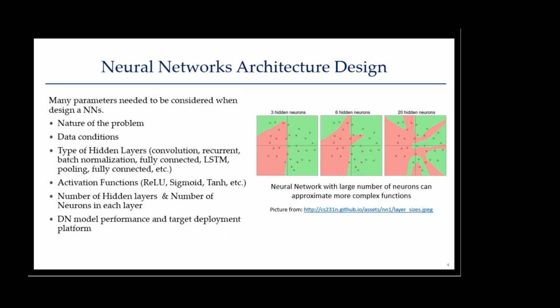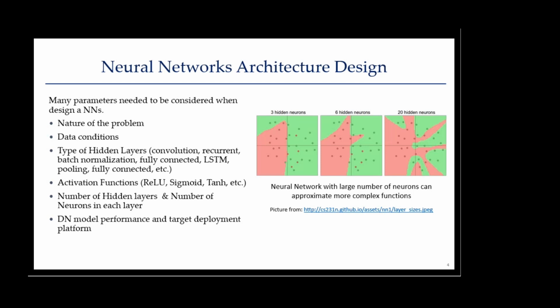When designing a neural network, many parameters need to be considered. As we discussed before, the nature of the problem and the condition of the data. Data could be noisy or clean, and this could affect the behavior of the network. There are different types of hidden layers, which we're going to discuss later. The activation function used also is important. There are different types, and each type should be used in different tasks.